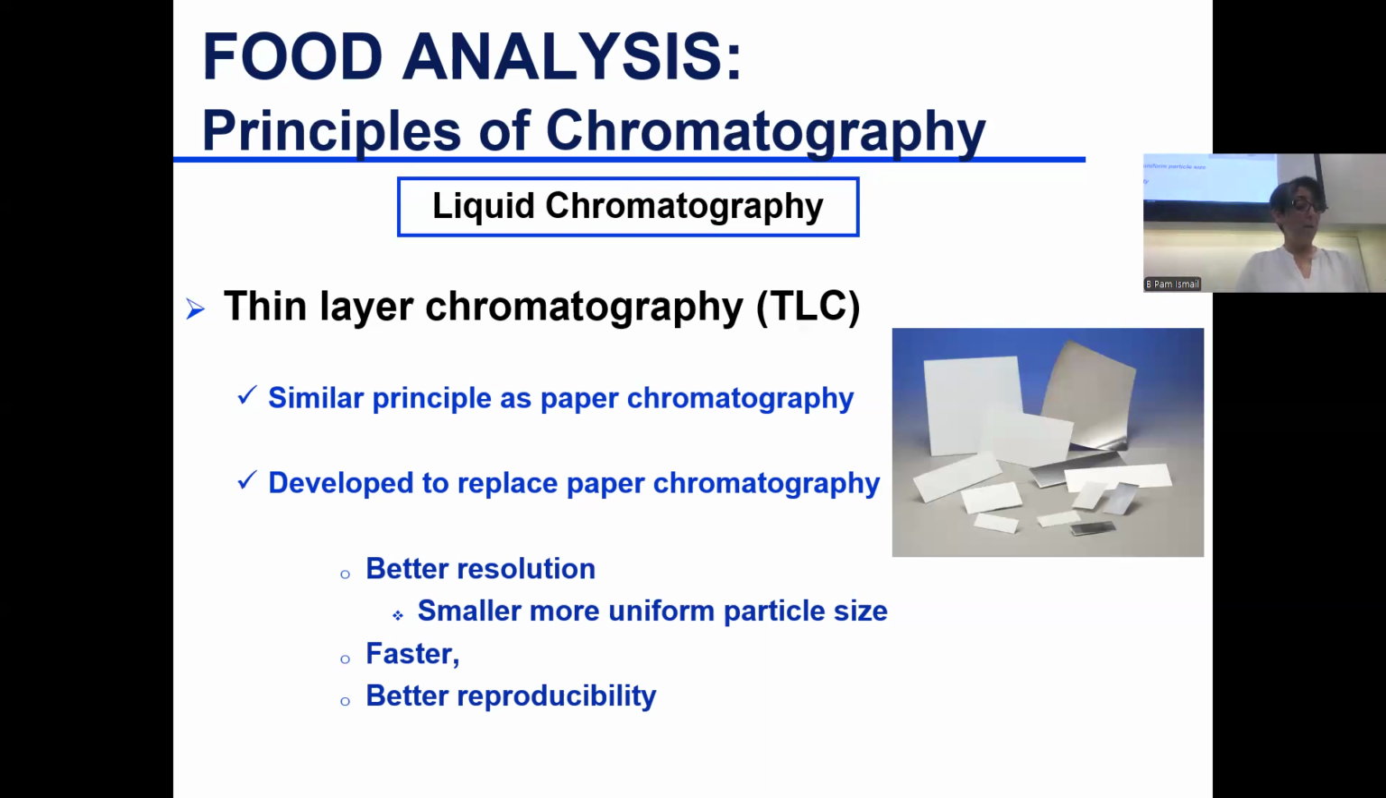We'll talk about resolution more in a couple of lectures, but that's why thin layer chromatography has better resolution: because particle size is consistent, uniform and small. Because of that, we have faster separation and better reproducibility, meaning every time we run, we get similar results or similar separation.